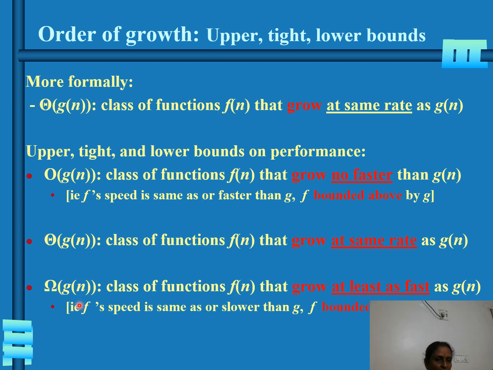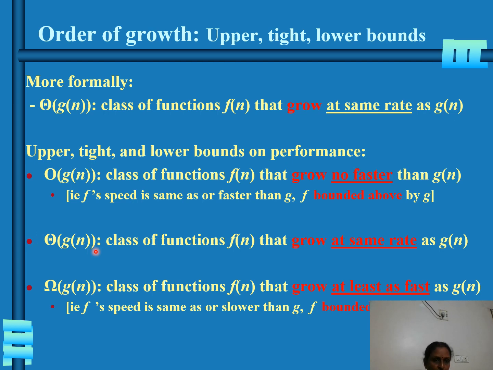Then the next, omega of g of n, defines the lower bound of an algorithm. We can say that a function f of n is in omega of g of n, which has to grow at least as fast as g of n. That is, f of n should be greater than or equal to g of n. So this defines the lower bound of an algorithm.